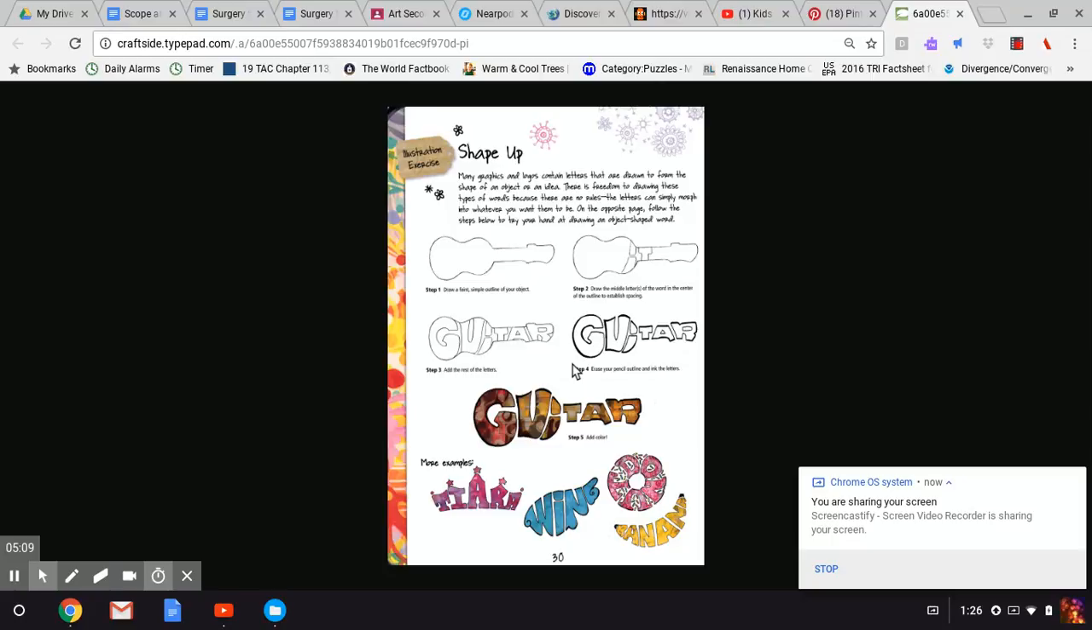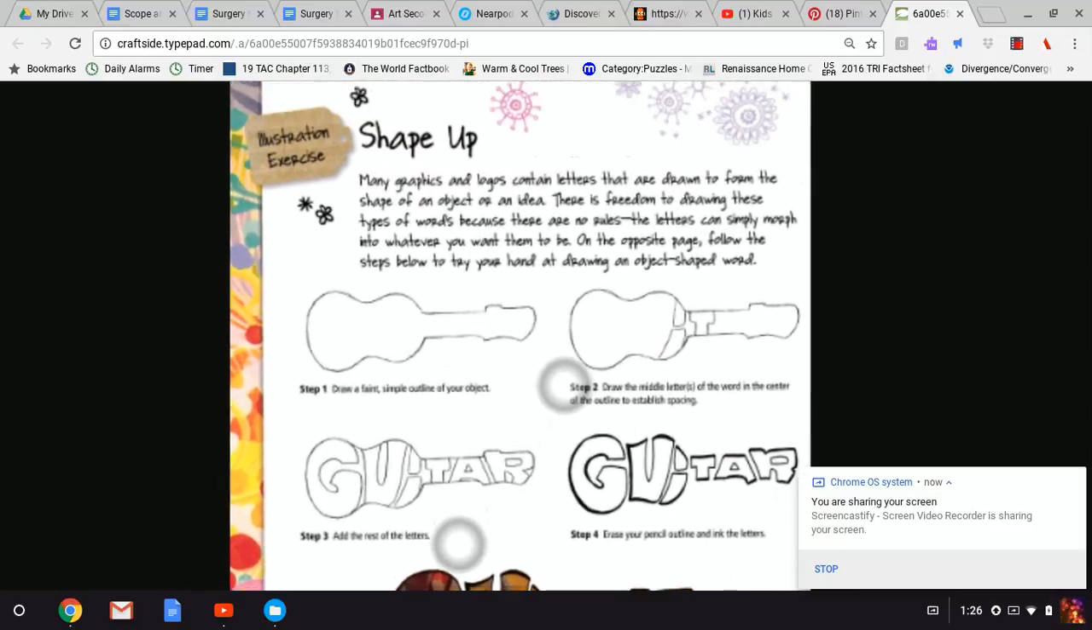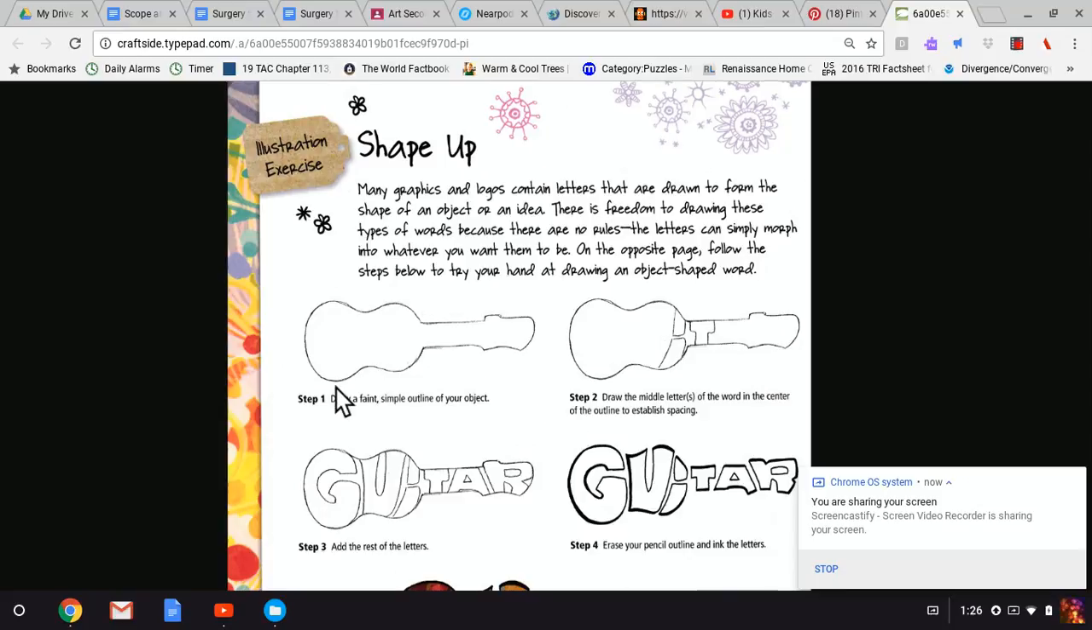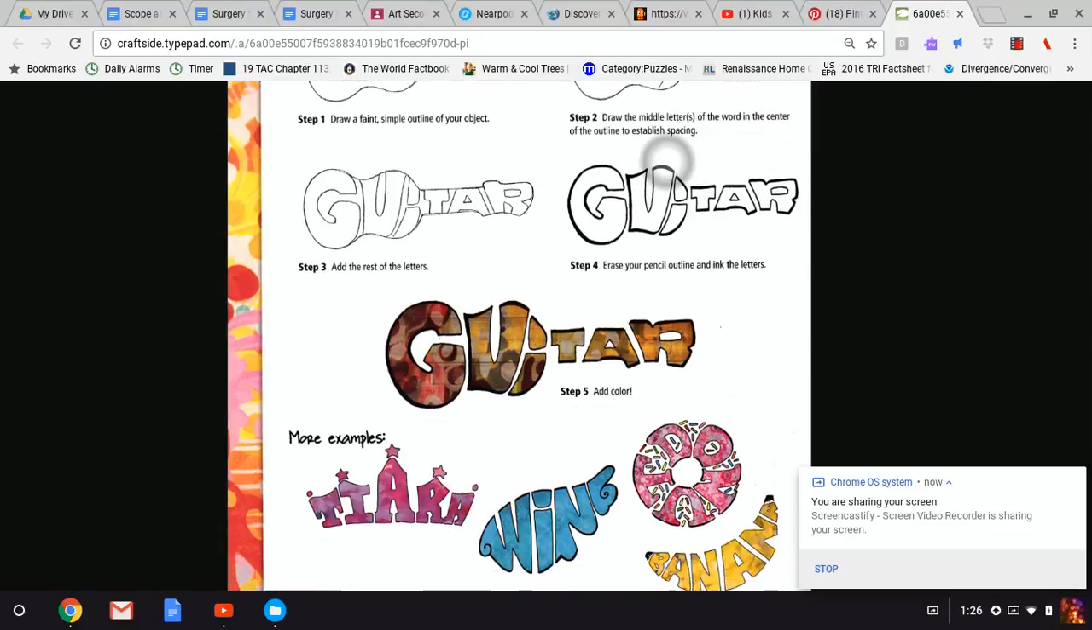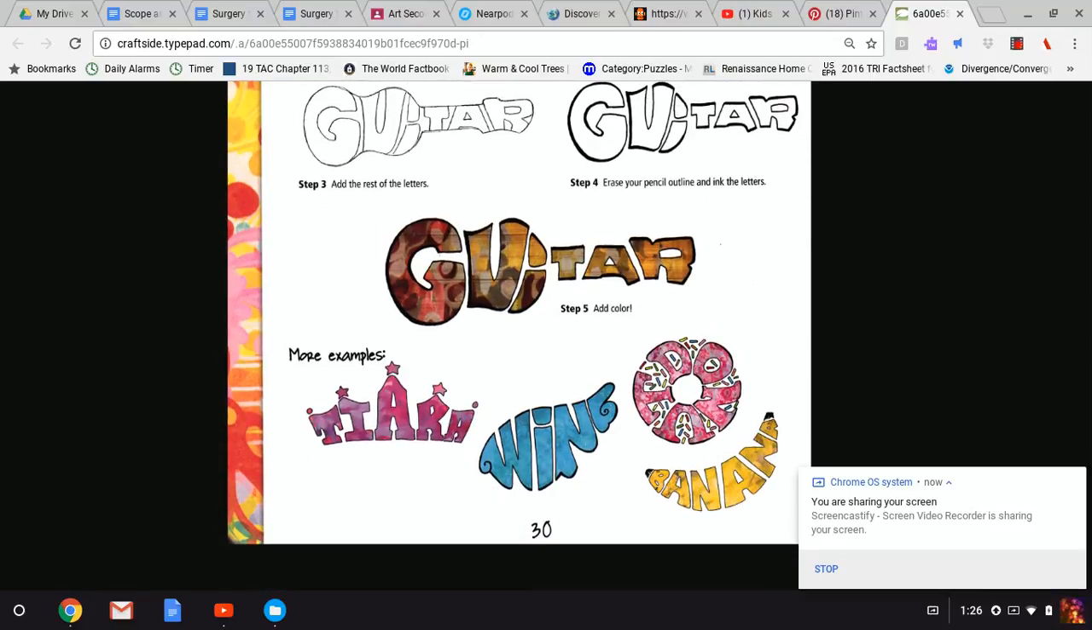It's where you're going to outline an object, any object. In this one, they did a guitar. They outlined it first, so step one, draw a faint, simple outline of your object. They used a guitar. In mine, you're going to see that I did a necklace. Okay, some more examples on the bottom down here. A tiara. That's funny. Tiara, you can do a tiara. Wing, donut, banana. You could do something like pizza or ice cream sundae or something like that.